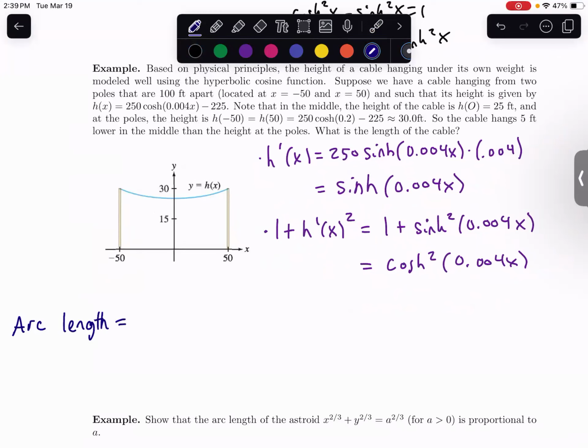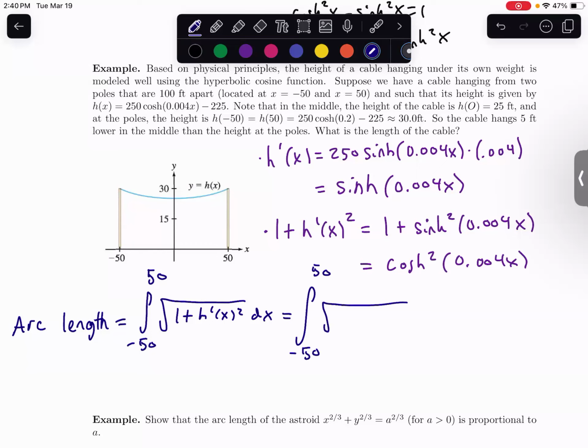This is equal to the integral from minus 50 to 50 of the square root of 1 plus h prime of x squared dx. And so we know this is equal to the integral from minus 50 to 50 of the square root of hyperbolic cosine squared of 0.004x dx. And so just like the last example, the square root and the square cancel out with one another. So we get something nice.